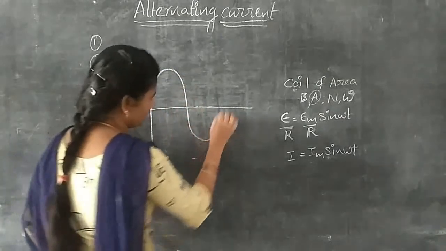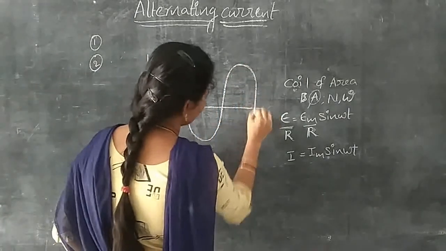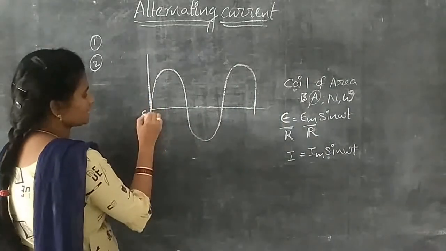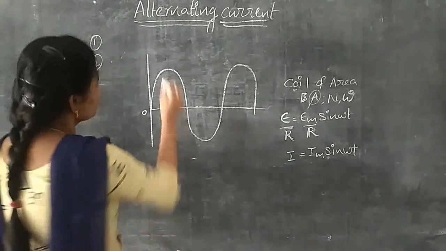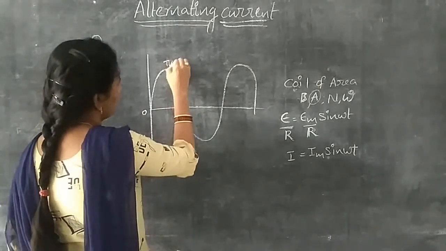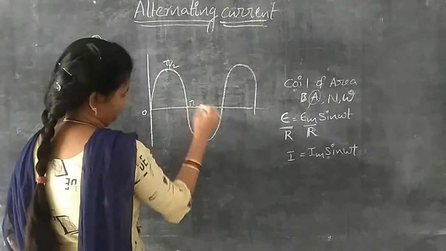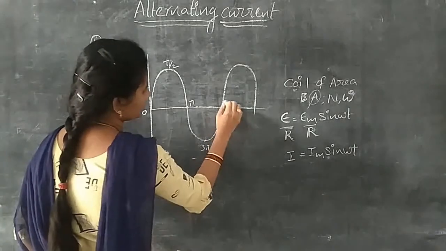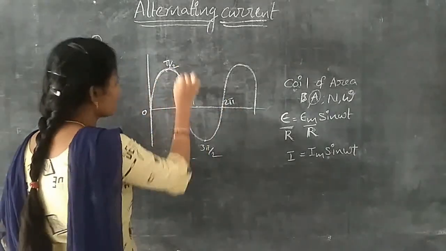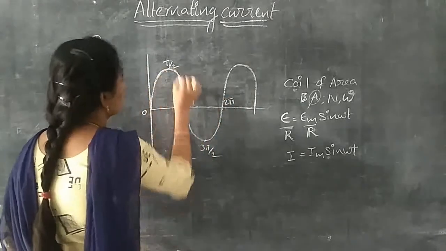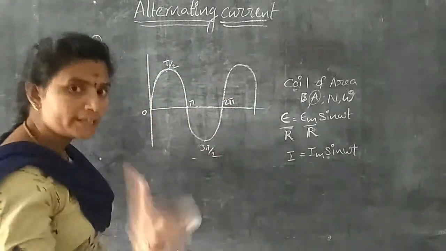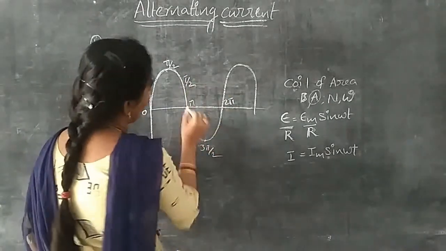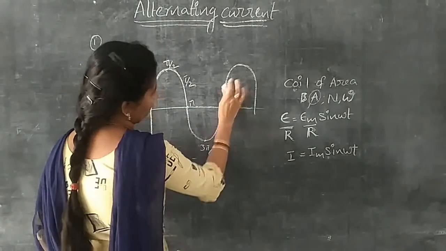So this is the sine wave. Why? Because I is equal to Im sin omega t. So this is 0, this is pi by 2, this is pi, this is 3 pi by 2 and this is 2 pi. This is nothing but one complete oscillation. From here to here the time taken is T by 2, and from here to here the time taken is T.